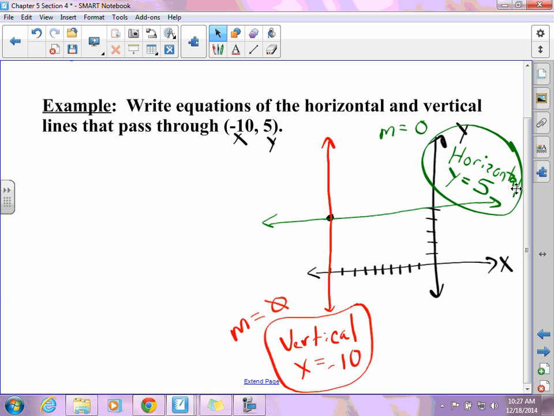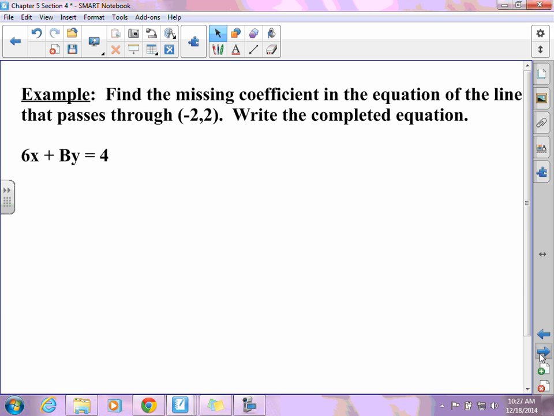We're going to find the missing coefficient in the equation of a line that passes through -2, 2. And it says write the completed equation. So don't just find B, you got to make sure that you go full circle and finish the question, okay? So what we're going to do is take this ordered pair. I've got X and I've got Y in the ordered pair, and I'm going to use them in that equation to find B. So we need to find the B. We need to find that number in front of Y.